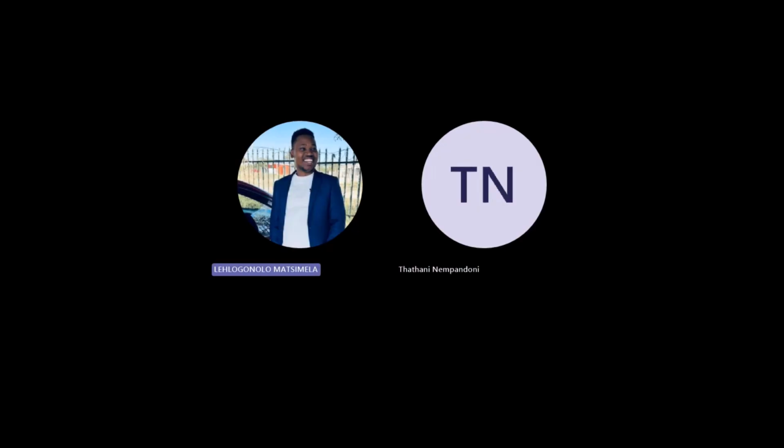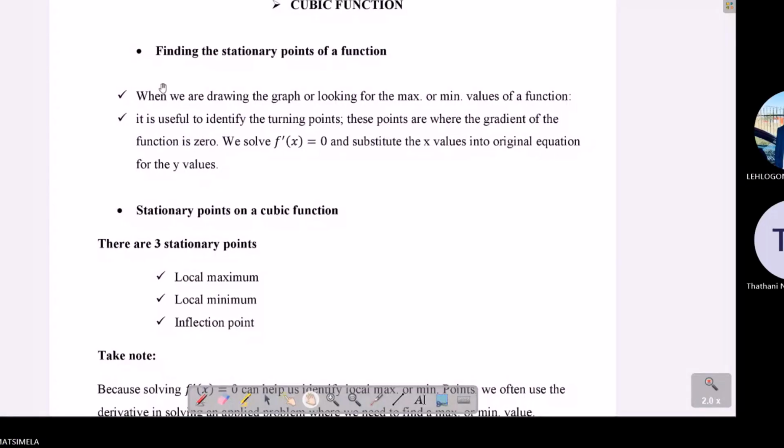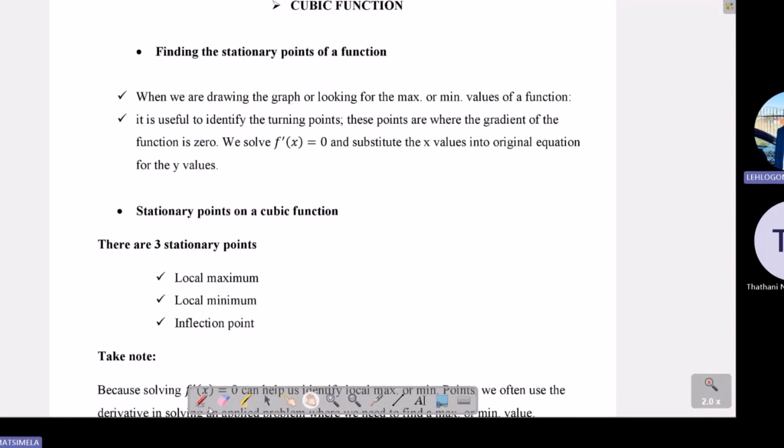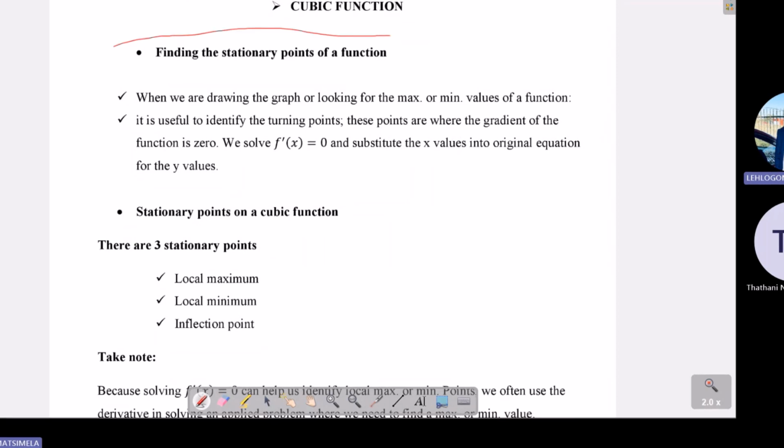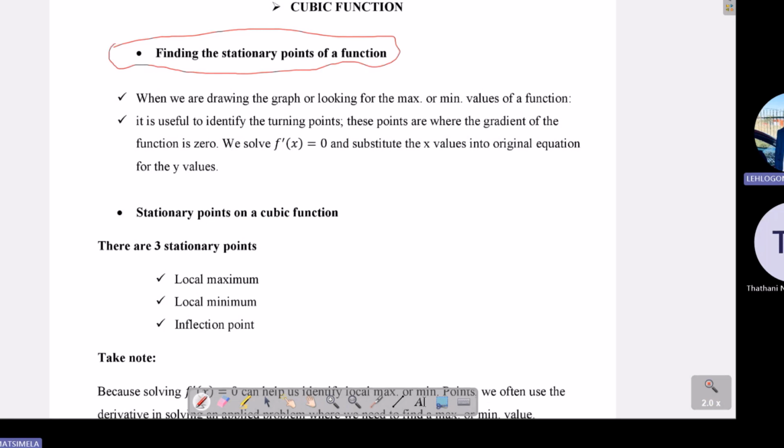On the cubic function, we can start now here. On the cubic functions, we start with finding the stationary points. How do we find the stationary point before we can go to the standard equation or the standard formula? Stationary point of a cubic function.